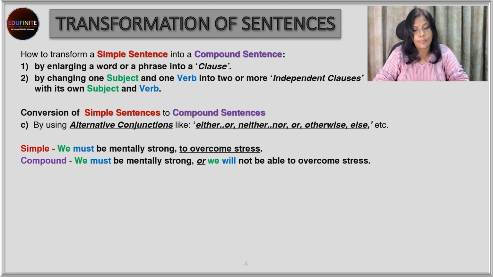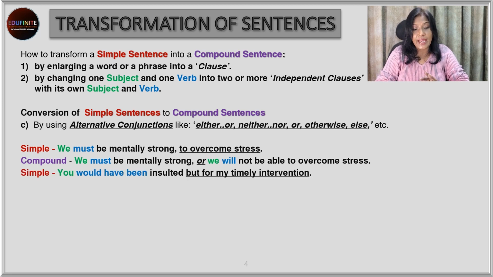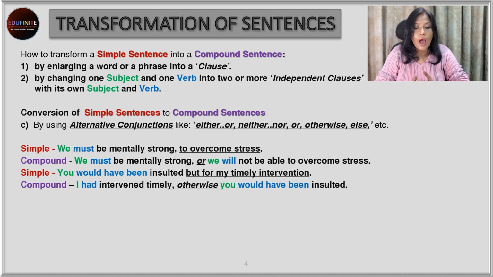Now, the next one. You would have been insulted but for my timely intervention. So, but for my timely intervention is the phrase that we need to expand to transform into a compound sentence. I had intervened timely, otherwise you would have been insulted. So we are using the alternative conjunction otherwise.